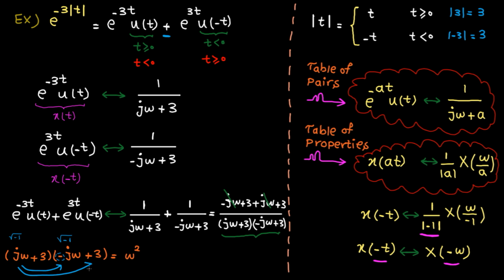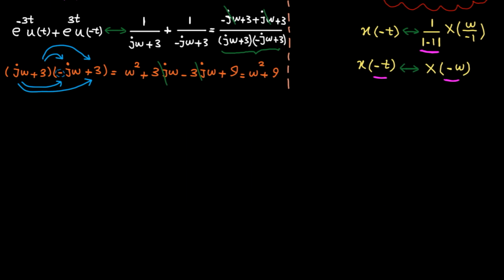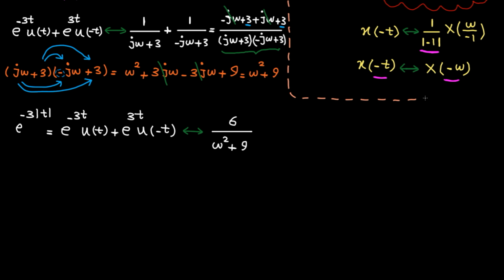Then multiply j omega by 3. Finally multiply 3 by the second parenthesis. Here we go. These two cancel out each other and we get omega squared plus 9. So the Fourier transform of this function is 6 over omega squared plus 9. Done.